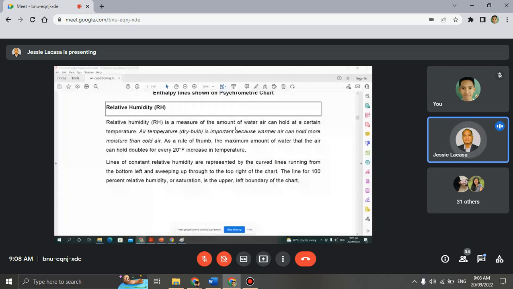So sa pagbasa sa RH. So kaning RH mao ni ang curved lines, no? Curved lines, so from left to right, so kaning going upward.